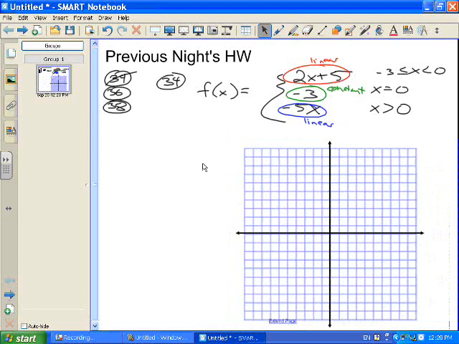Okay, so let's put the red one on here first. So if this one would be y equals 2x plus 5. So I would start at 5, and my slope is going to be up 2 over 1. All right, so there's my red line.